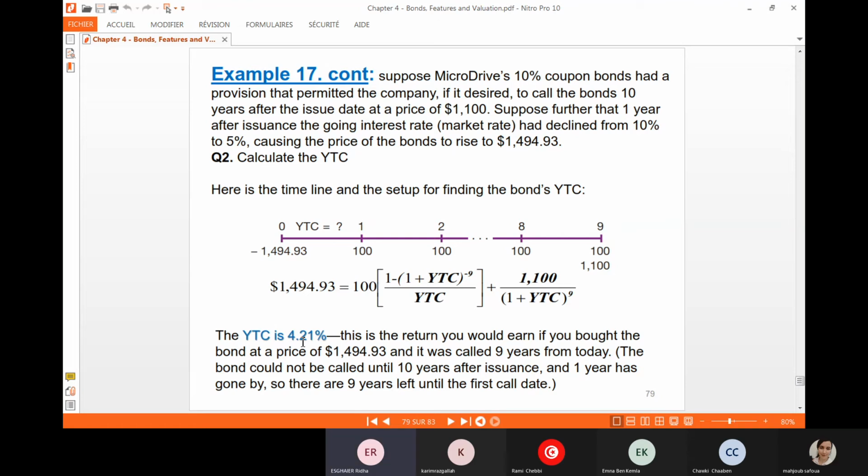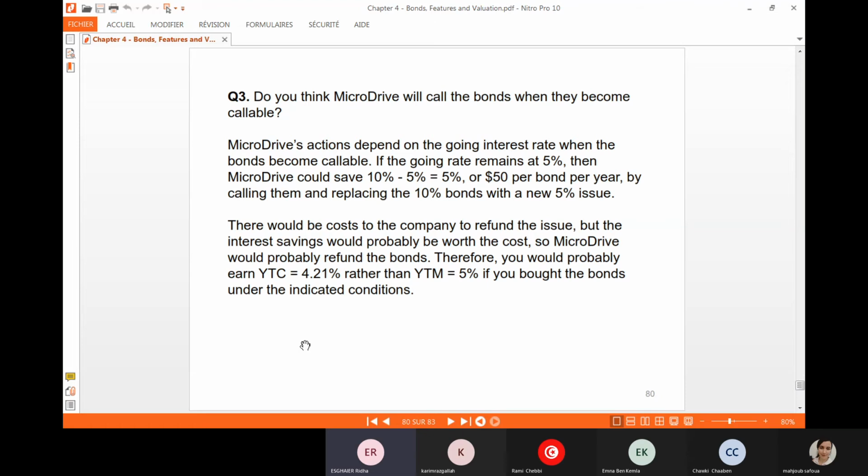The company can call the bond 9 years from now to profit from the decrease in the discount rate and reduce its interest expenses. So take this into account: your annual rate of return will be 4.21%, not 5%, because the probability that this bond will be called by the issuer is very high. Do you think that the company will call the bonds when they become callable or not?